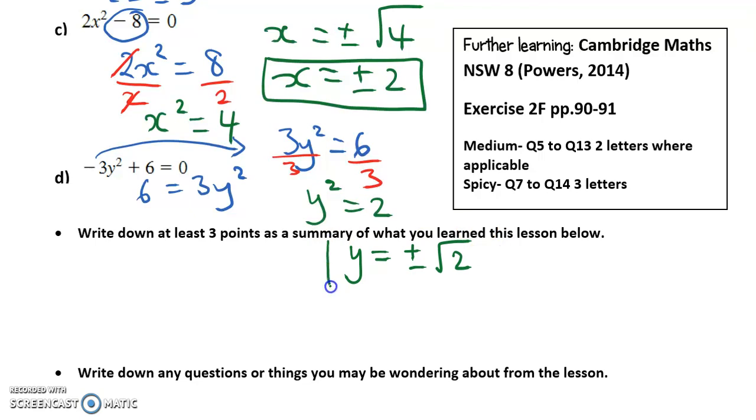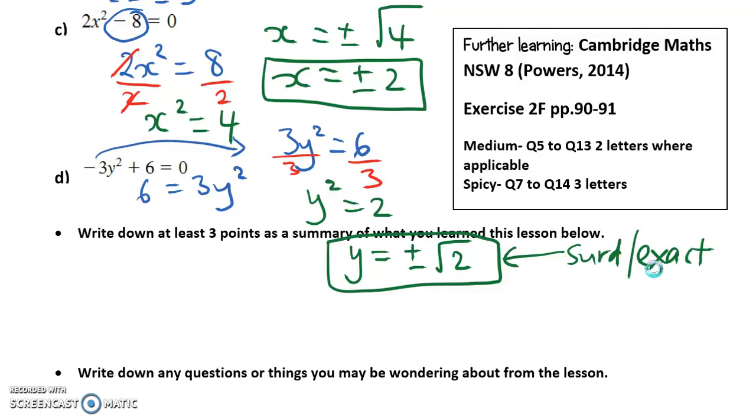Now that can't actually be reduced any further. We call this a surd or exact answer because it's under that square root sign. We don't want to get a long irrational decimal, so we leave it just like that. And that was one of the goals, to be able to solve these sorts of simple quadratic equations that have surds or exact values in them.